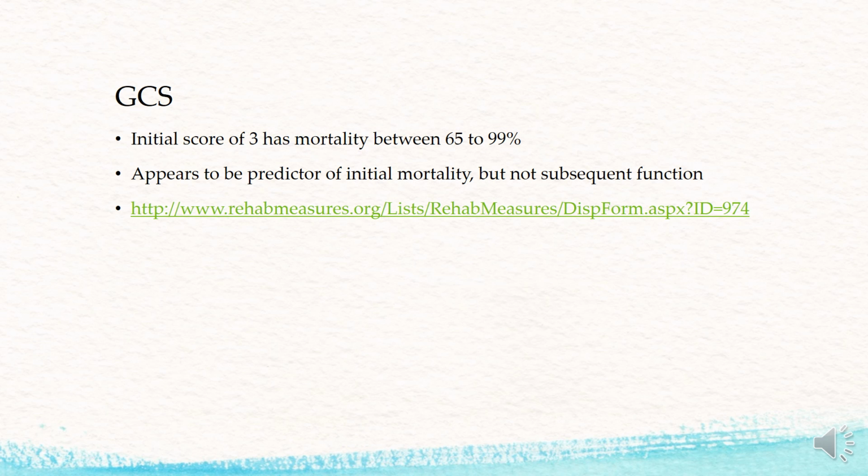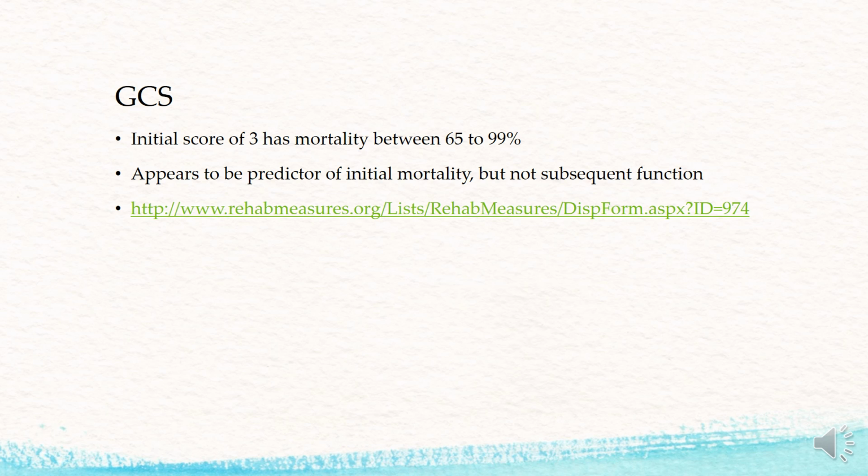And here we go. So this was, again, I've put this in the prior lecture. Initial score and GCS of 3 has a mortality anywhere between 65 to 99%. So that is pretty bad if someone comes in with an initial GCS of 3. Does appear to be that predictor of the initial mortality, but not subsequent function.